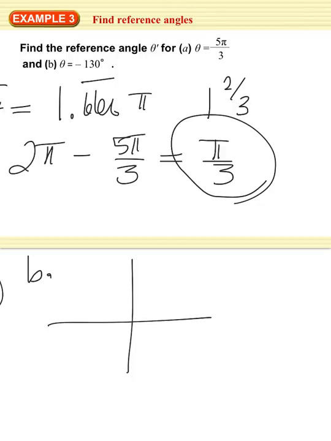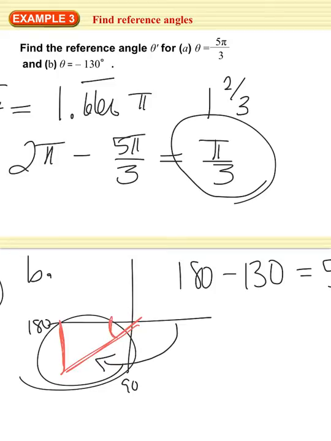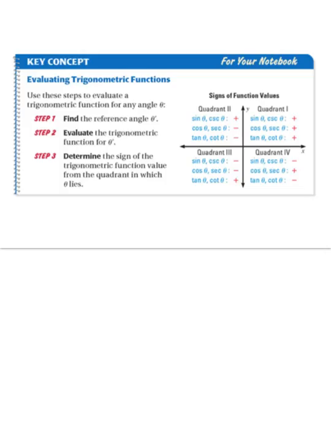-130. So we're going this direction. This would be 90. This is 180. So -130 is somewhere in quadrant 3. So if I take 180 minus 130, that gives me 50 degrees. So I'd be over here in 50 degrees. Right, key concept.